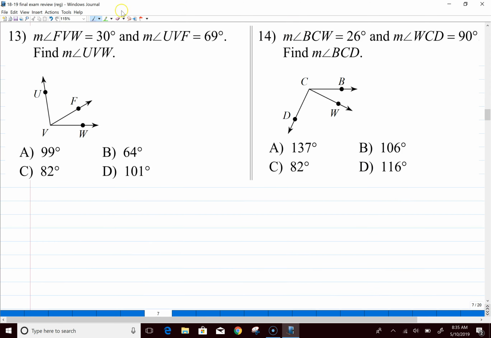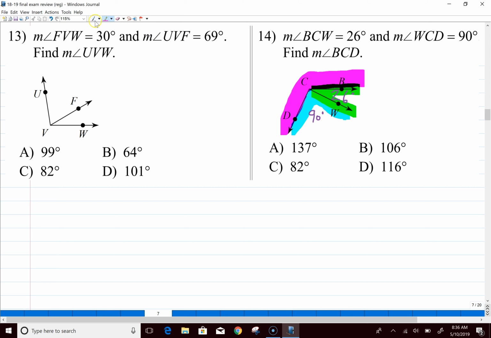Right. If the measure of angle BCW is 26, BCW, that's 26 degrees. And the measure of angle WCD is 90 degrees. So this is 90 degrees. Find the measure of angle BCD.